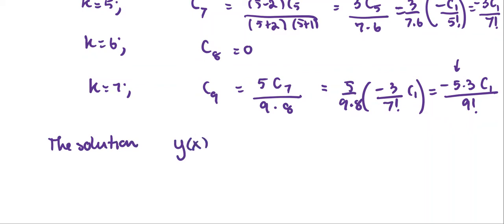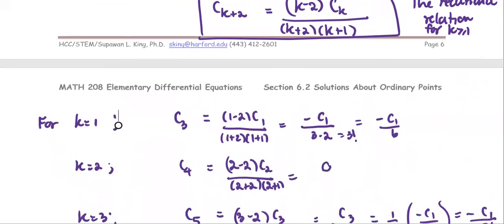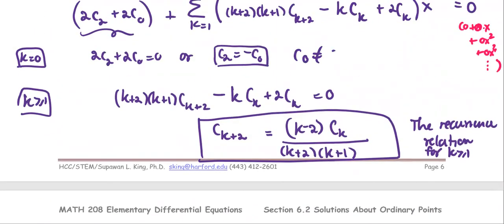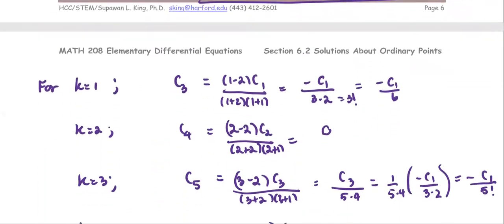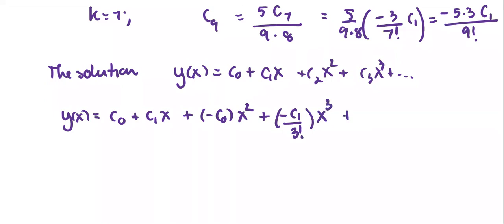As y of x is c0 plus c1 x plus c2 x squared plus c3 x to the third and so forth. So y of x equals, assume c0 is not 0, otherwise we are going to get the trivial solution. Assume c0 not 0, so then we can obtain the c2 as a non-zero term. So c0 plus c1 times x, and the c2 as negative c0 times x squared plus the c3, which is negative c1 over 3 factorial times x to the third plus c4.